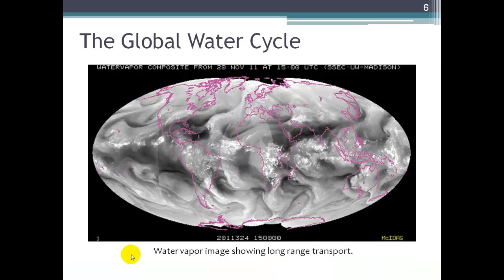This graph shows a satellite composite image, water vapor for the world. And you can see the water vapor is in constant motion. So this is vapor form of water in the atmosphere and how it's being transported around the globe.